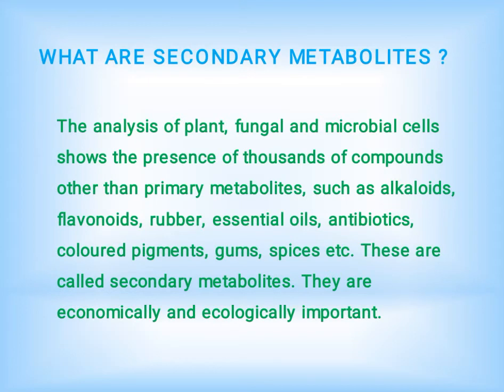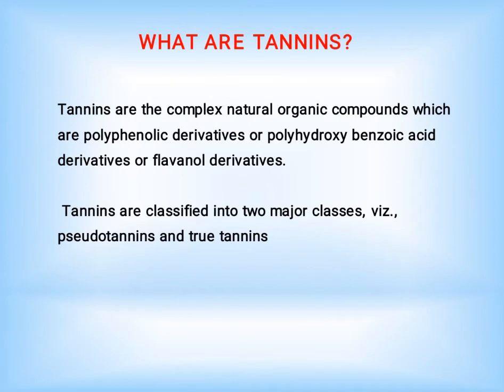Secondary metabolites, as you all now know, are the products which are other than primary metabolites. Products such as alkaloids, flavonoids, rubber, essential oils, antibiotics, pigments, gums, spices and volatile oils. All these products are other than primary metabolites and hence they are called secondary metabolites, and these secondary metabolites are economically and ecologically important. Now we will see what are tannins.